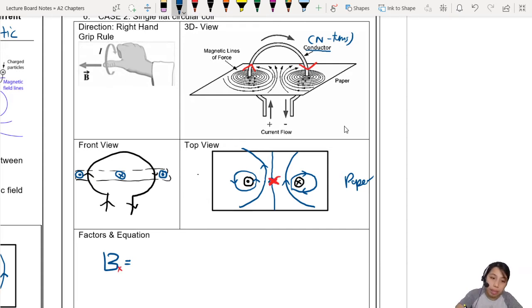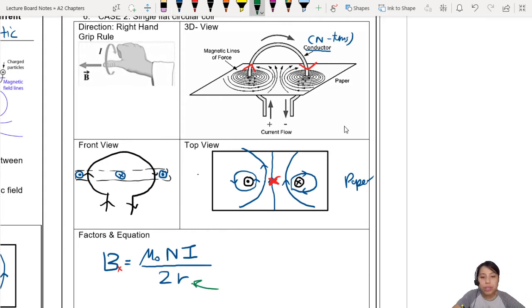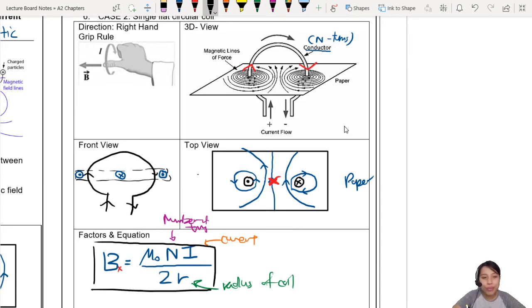That can be calculated by mu naught, number of turns, the current through the whole coil, which should be the same on the left side and right side, divided by 2 times the radius. This radius here refers to the radius of your coil. So I'll just put here radius of coil. This one is current. And N is the number of turns of the coil. So this is one way you will see people do experiments to generate electric field in all kinds of fields of study. Okay?